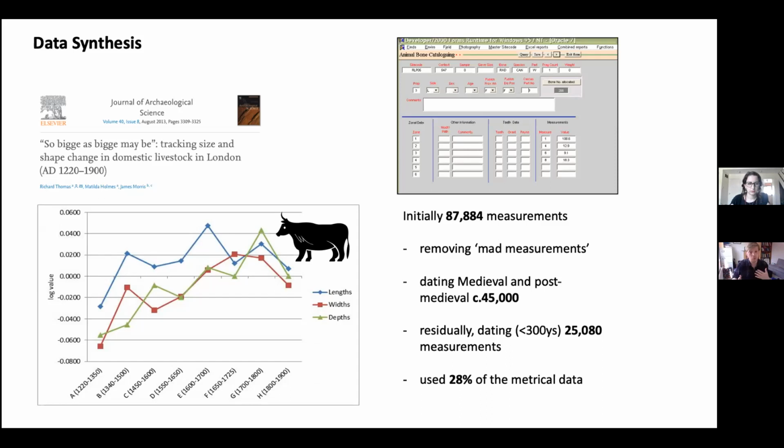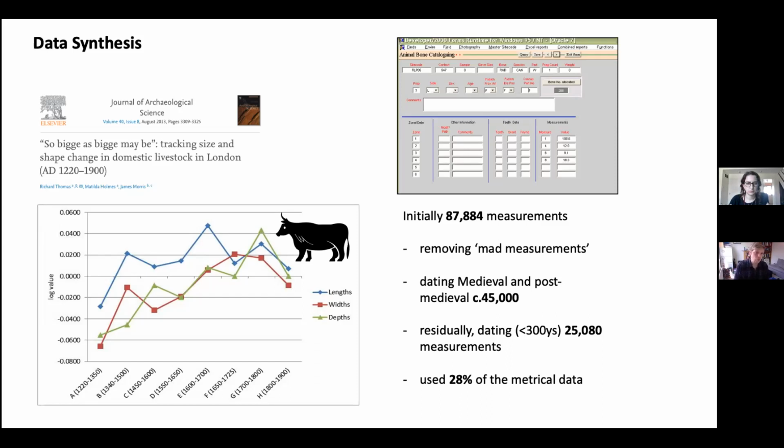There's the issue of residuality in terms of looking at urban materials. It's not something I'm going to touch on today, but it is a separate issue. Really, after doing that, we ended up using just 28% of the metrical data that we'd initially gathered. So in trying to deal with the chronological issues, we end up losing an awful lot of data.